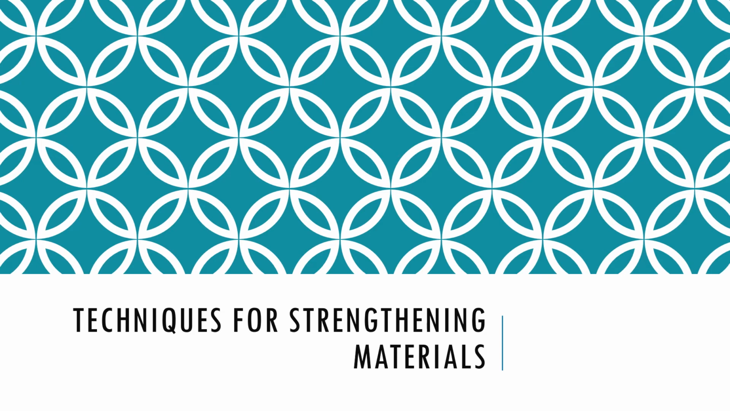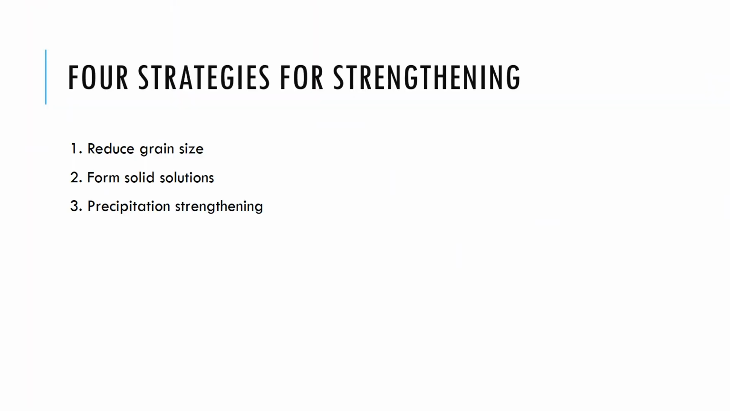Okay, so can we use some of the concepts that we've learned over the last few lectures to strengthen materials, to make them stronger for the applications that we need to use them in? And there are four strategies for strengthening. I'm going to speak about three of them today. We'll speak about the fourth in some detail next semester. The first is to reduce the grain size. The second is to form solid solutions, and the third is to use precipitation strengthening.